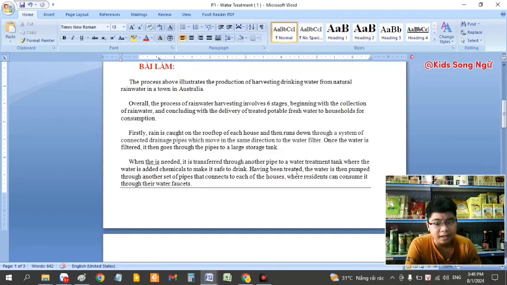Having been treated, the water is then pumped through another set of pipes that connects to each of the houses, where residents can consume it through their water faucets.